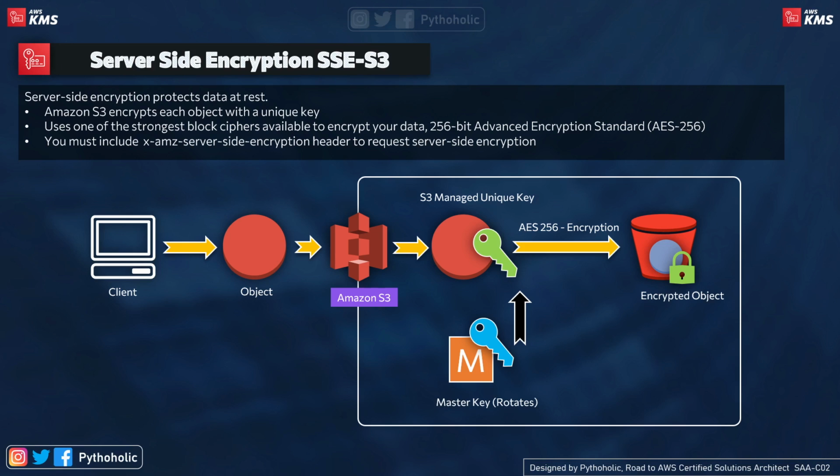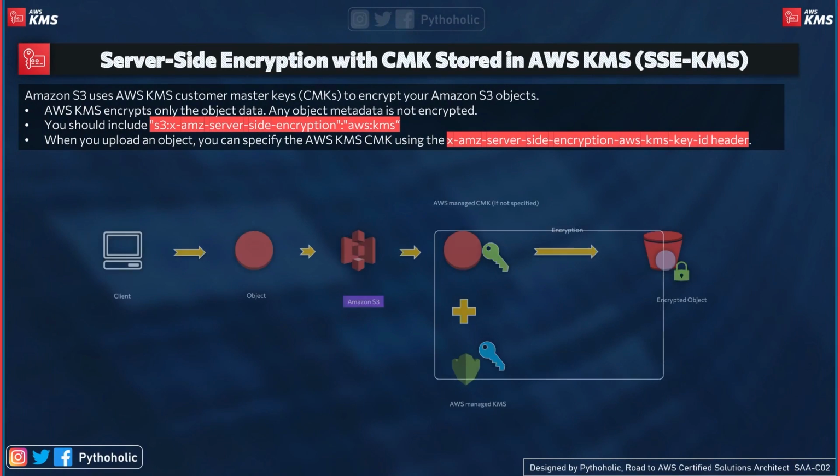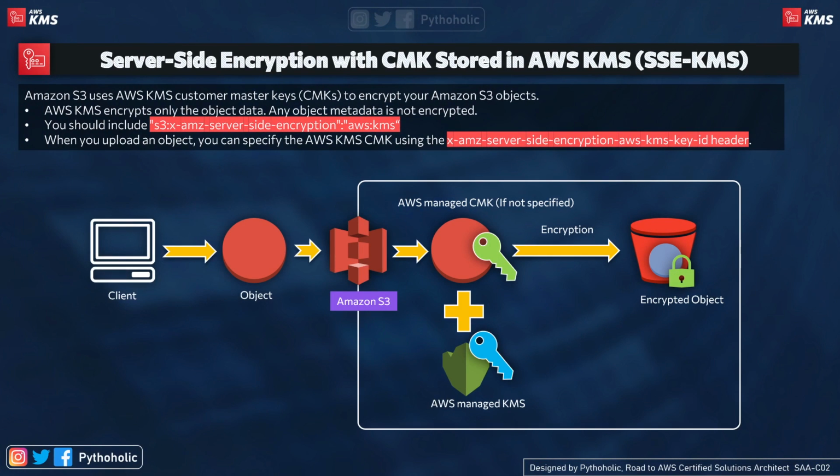The most important thing here is you must include the x-amz-server-side-encryption header to request server-side encryption. But you can enable that in the console as well, as I told you. So I hope you got the gist of it. Let's move on. The second one is server-side encryption with customer master keys stored in AWS Key Management Service. That is one thing that we are delighted to hear about, isn't it?